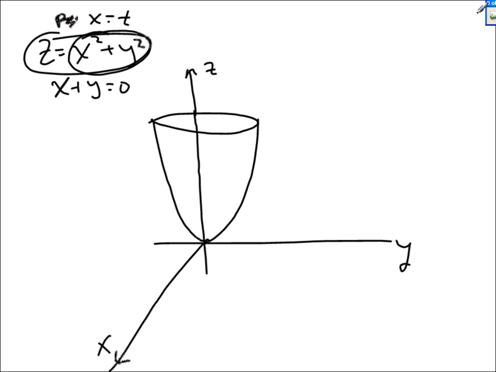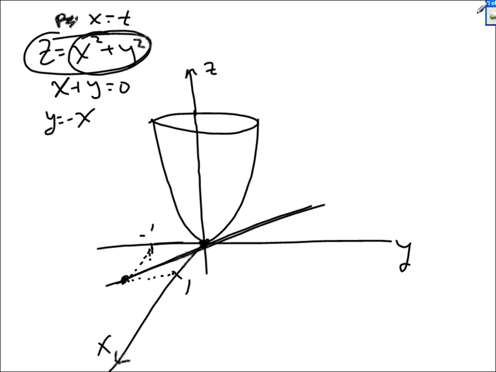Okay, now the next one. x plus y equals 0. That is y equals negative x, and z can be anything. So y is negative x. For example, if x is 1, then y is negative 1, which gives you that point right there. And of course, the origin works. Basically, you get that in 3 dimensions. z can be anything.